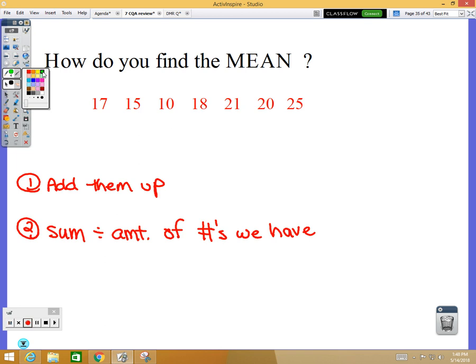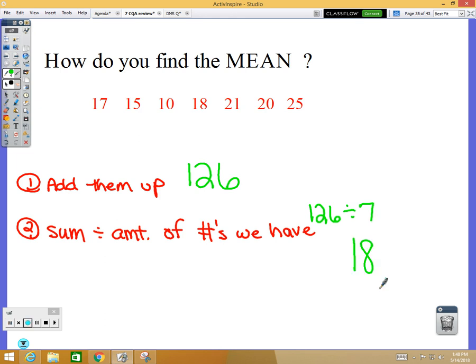So when you add these together, what did you get for your sum? 126 is the sum. Good. How many numbers do we have? 7. So we are going to take 126 divided by 7, and it is 18. And that is our answer.